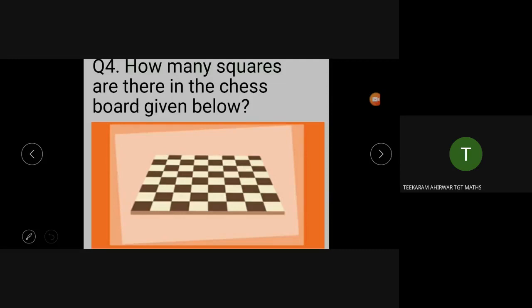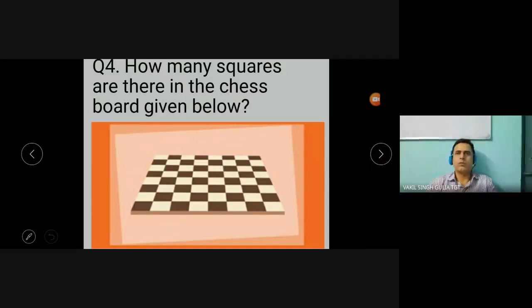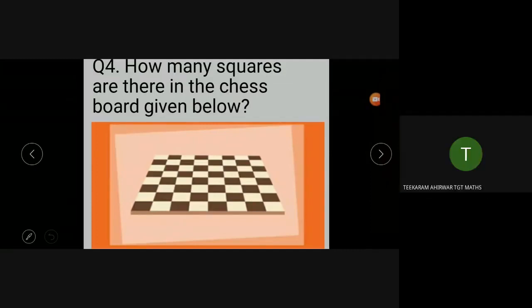How many square boxes are there in this chessboard? 264, sir. 204, sir. Right answer, sir, 204. So can you explain, sir, how?